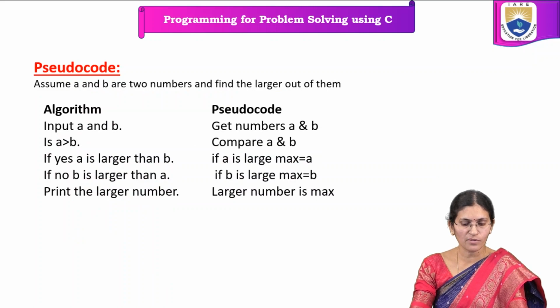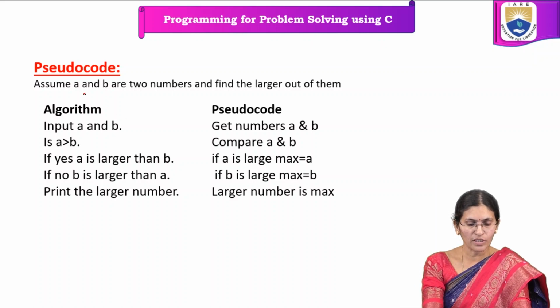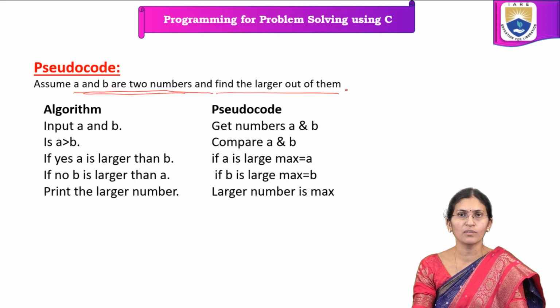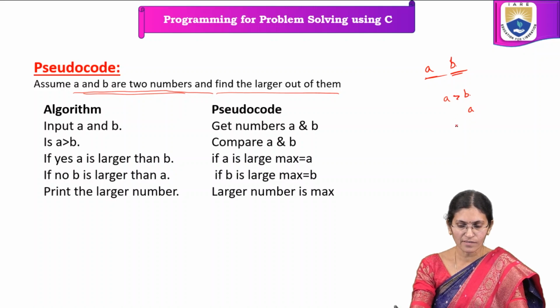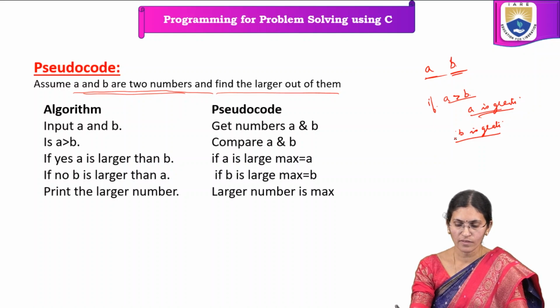Next, you can see the difference between pseudocode and algorithm. With the help of this example, suppose we have two numbers, A and B, and we need to find the largest out of them. The basic condition which needs to be checked is, if A is greater than B, then A is greater. Else, if this condition is false, then B is greater.